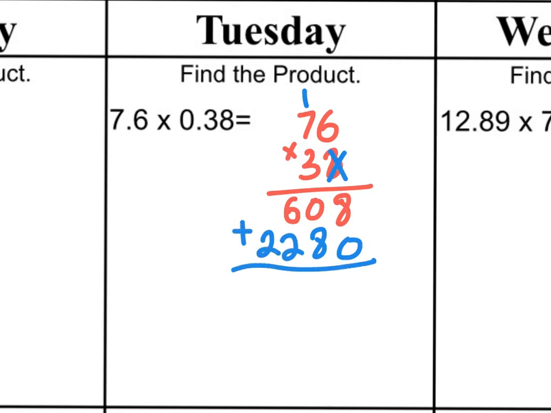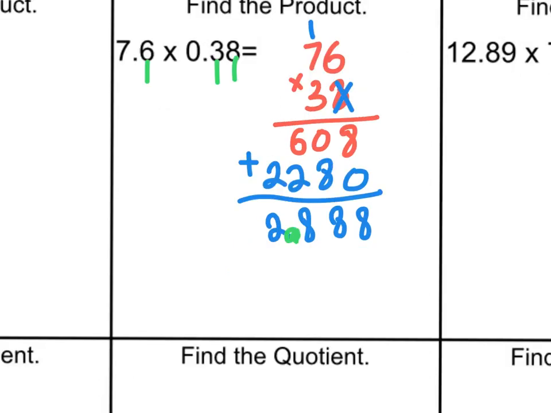Let's add them up. 8 plus 0 makes 8. 0 plus 8 makes 8. 6 plus 2 makes 8. And the 2 is by himself. At the very end, we have 1, 2, 3 numbers behind the decimal. So we'll put the decimal right there. Our final answer is 2 and 888 thousandths. That would be the correct way to read it in word form.